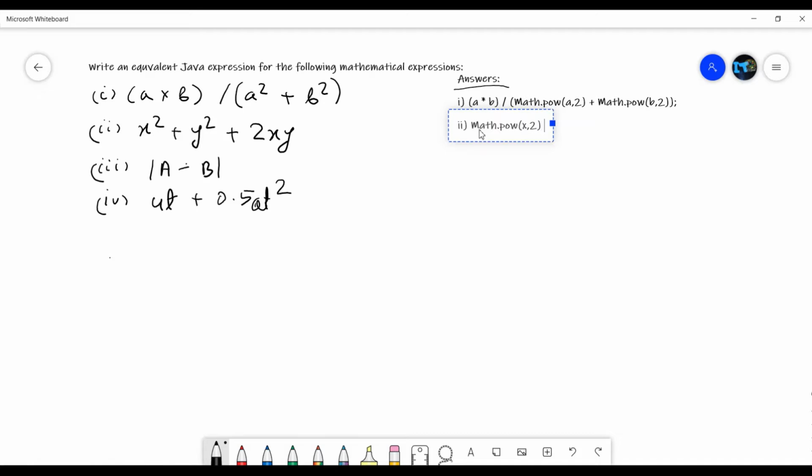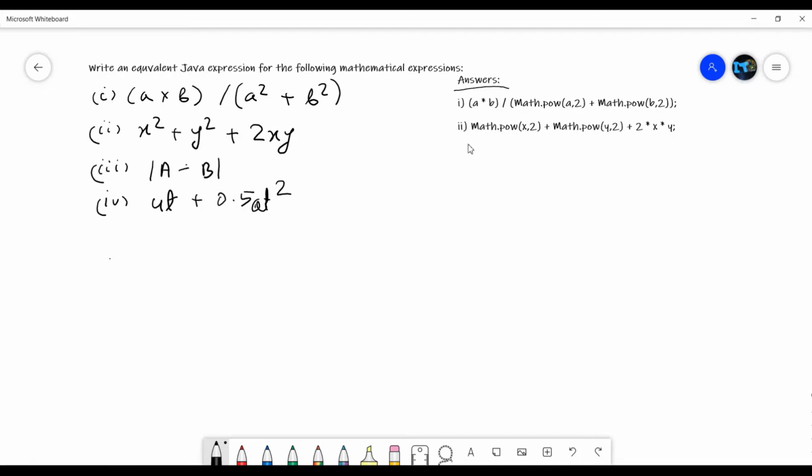Okay, then you have to use your y square, so Math.pow, then inside the parenthesis y comma 2, that is represented as your y square. Then plus 2xy, so you have to write 2 multiply by x multiply by y. Then semicolon, that's it. So this is your answer for the second mathematical expression.